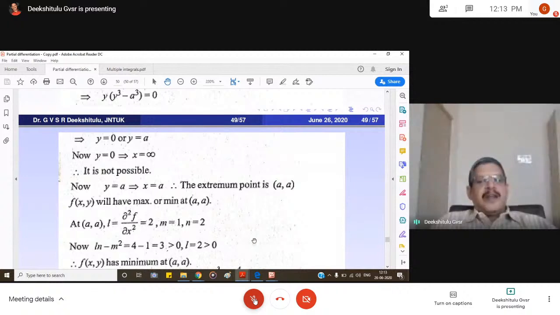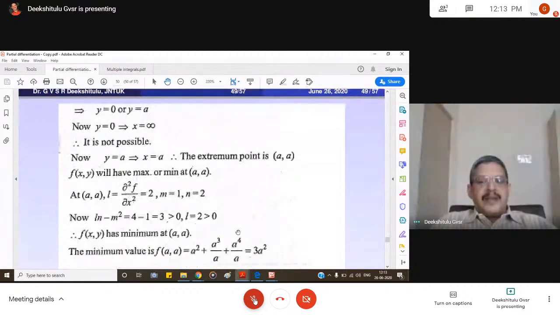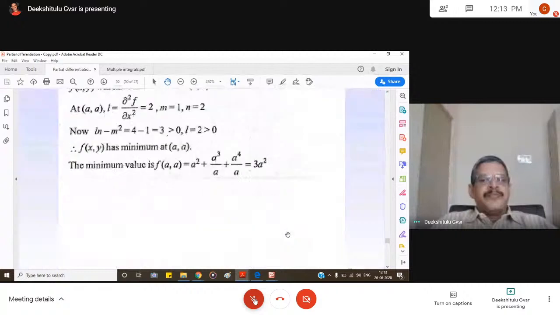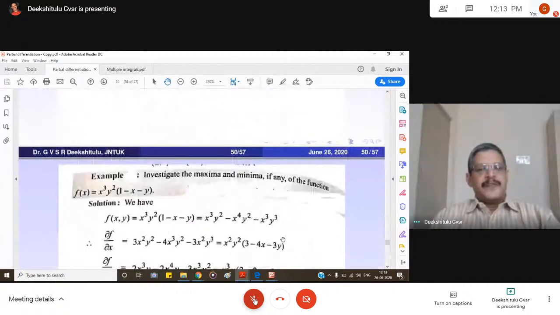So whenever ln minus m square is greater than 0 and L is greater than 0, f has a minimum at (a, a). And what is the minimum value? Substitute the point in f, we get 3a square. That is the minimum value.